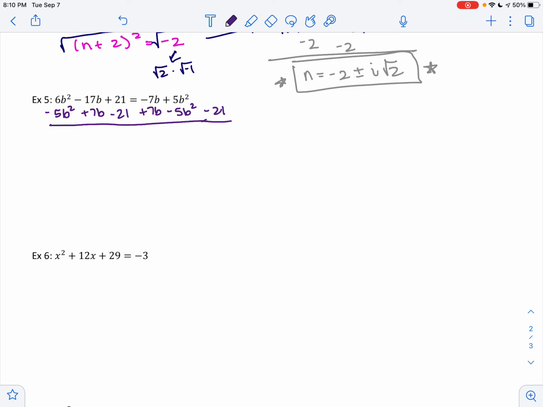So 6b squared minus 5b squared is 1b squared. Negative 17b plus 7b is negative 10b. 21 minus 21 is 0. Negative 7b plus 7b is 0. 5b squared minus 5b squared is 0. And then I'll have negative 21. My squared term has a coefficient of 1, so there's nothing to divide. So I am ready to set up my blanks. So plus blank, plus blank. What we do to one side, we must do to the other because we have an equation.